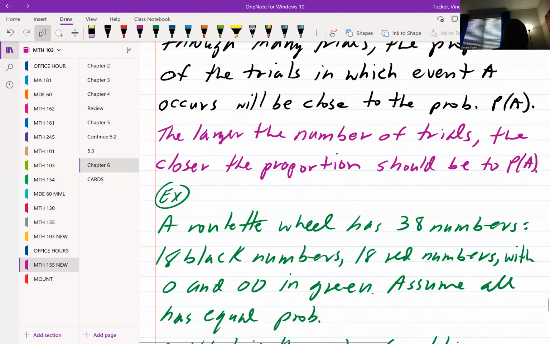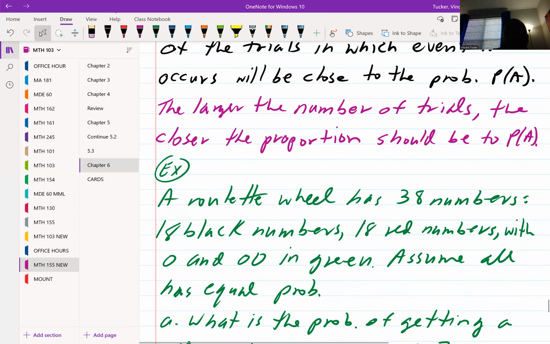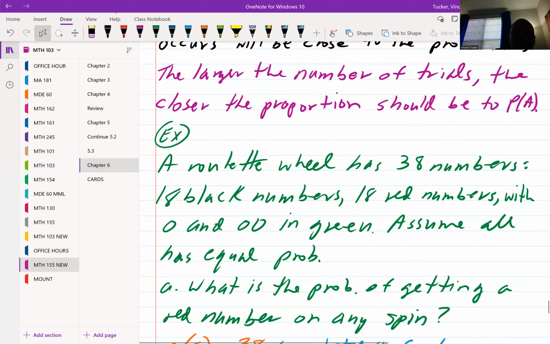All right, scrolling up, a roulette wheel has 38 numbers, 18 black numbers, 18 red numbers, with 0 and double zero in green. Assume all have equal probabilities. What is the probability of getting a red number on any spin?